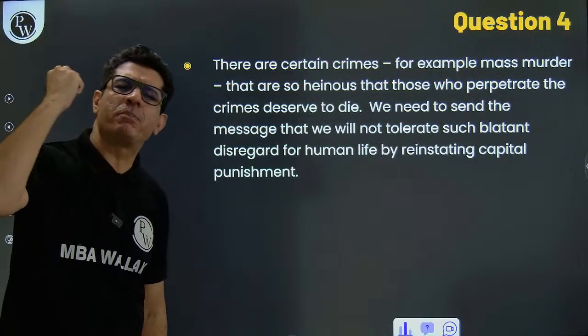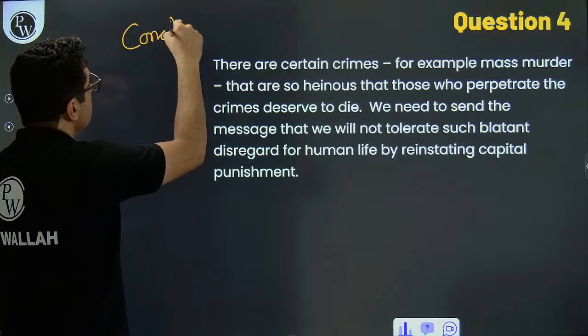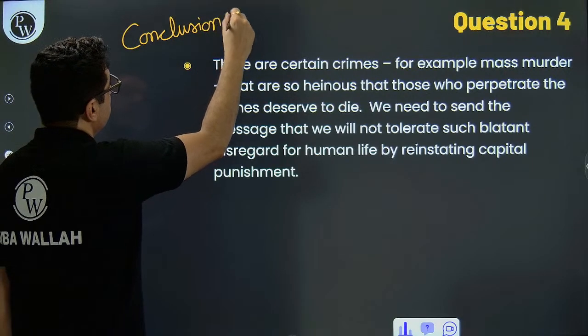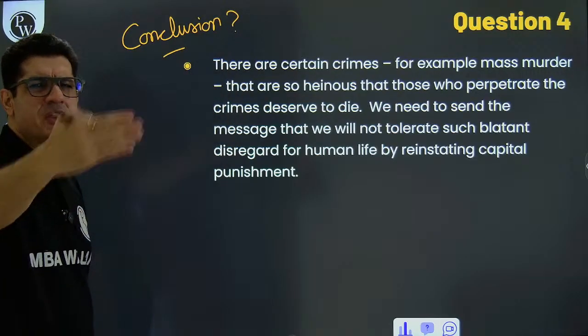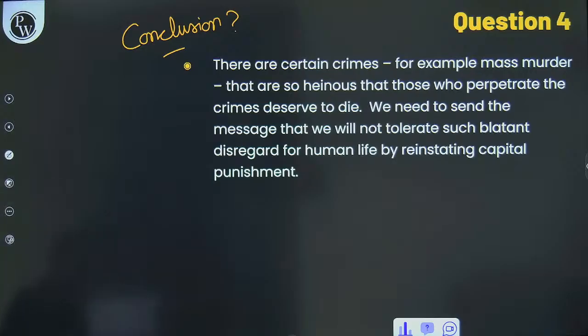I have a very simple question for you here. Can you tell me the conclusion of this argument? I'm just leveling up things a little, making them progressively tougher. So what's your take?